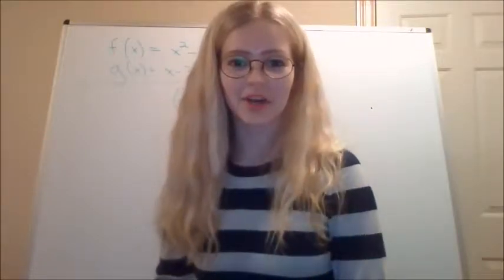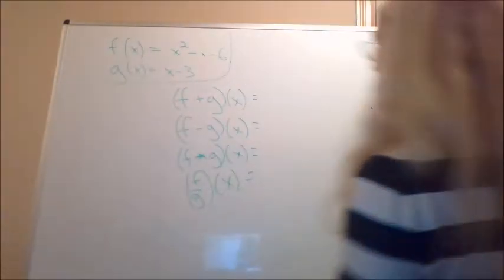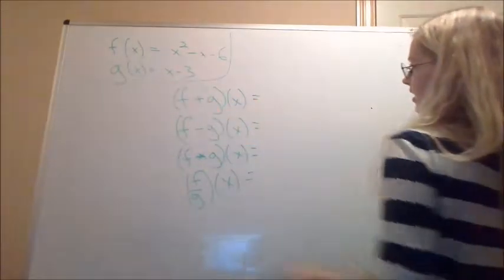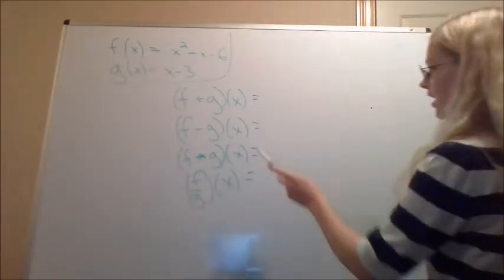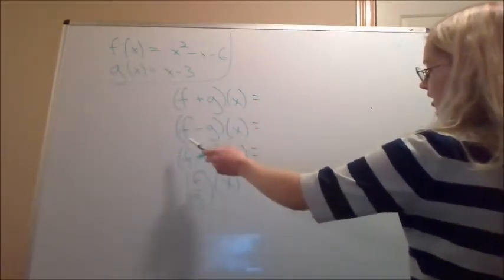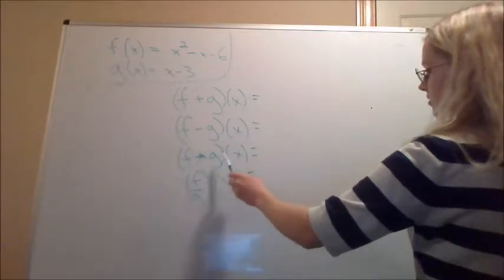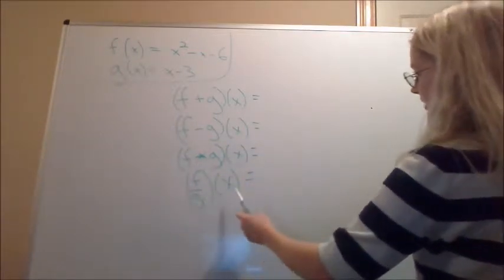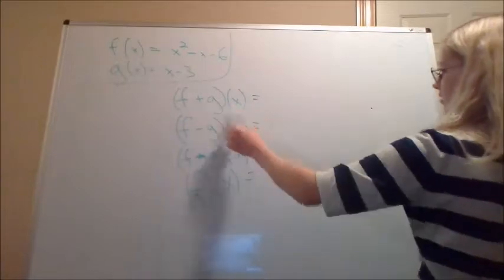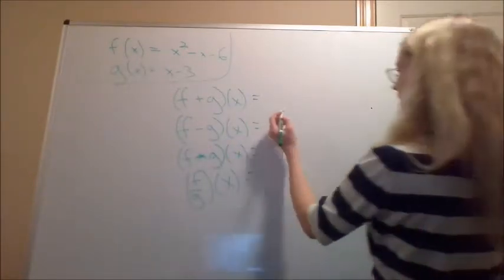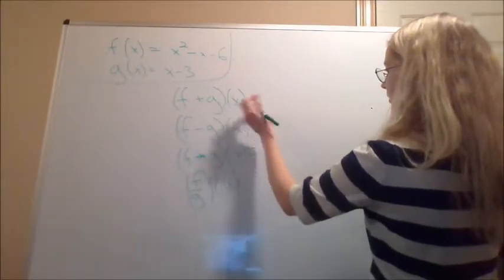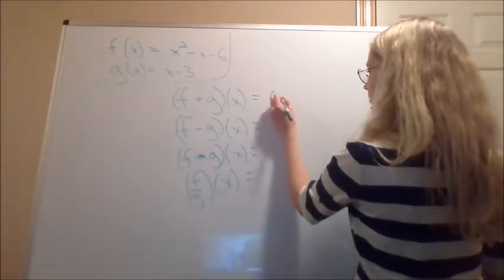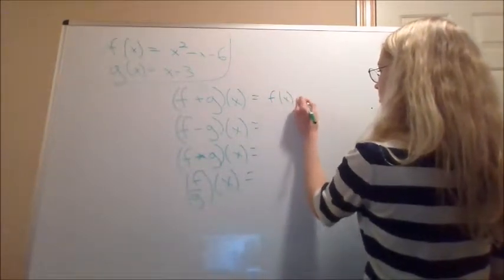Alright, today we're going to talk about operations on functions. So here we have f of x and g of x as our example functions, and we want to find f plus g of x, f minus g of x, f times g of x, and f divided by g of x. So starting with the first one here, we just need to know that f plus g of x is equal to f of x plus g of x.